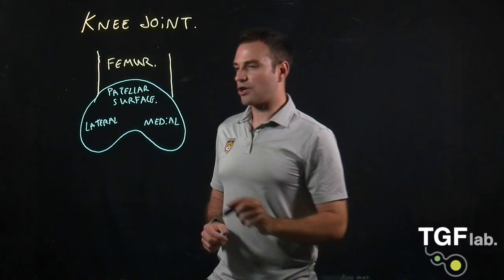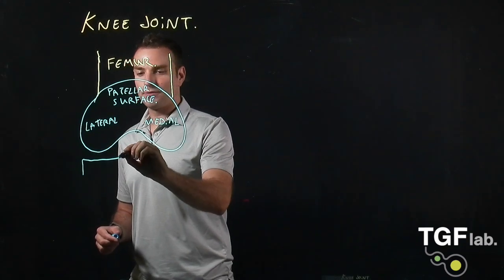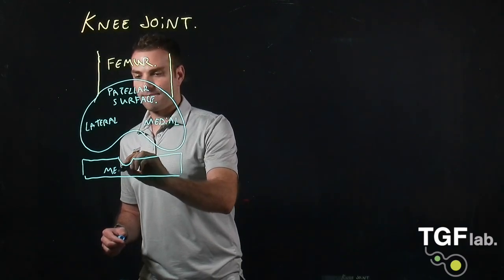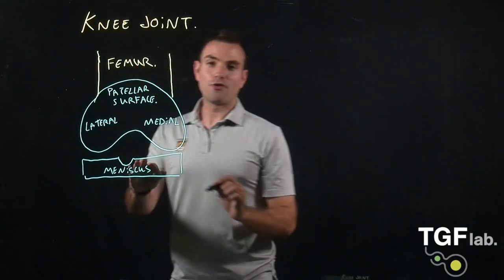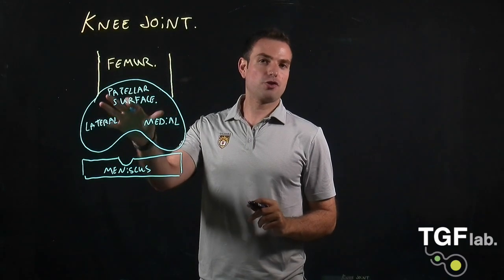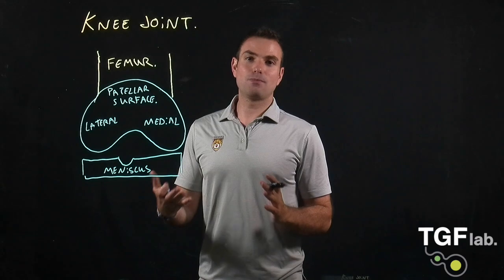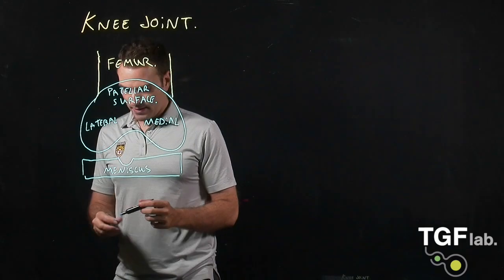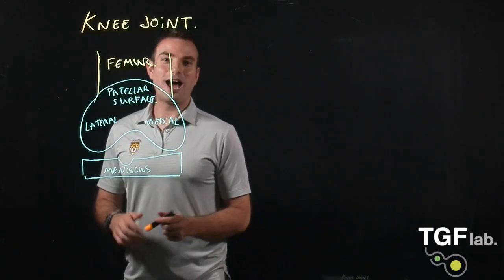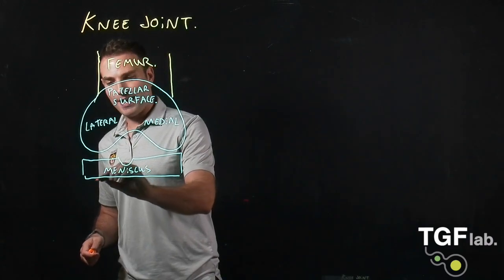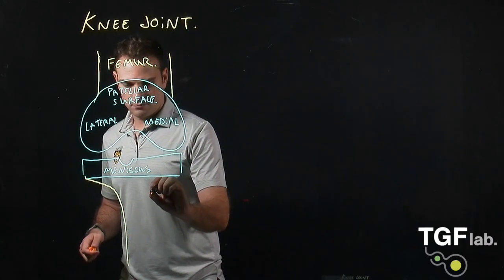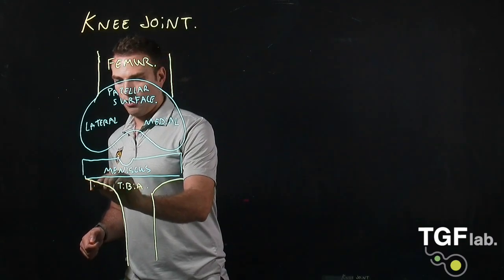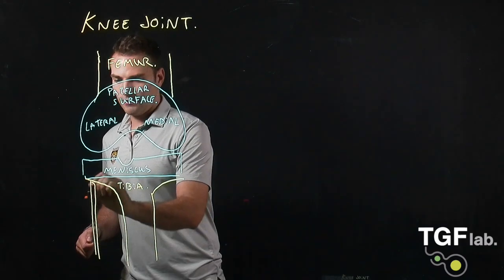Then under here, the condyles, we are going to have the meniscus. So very important here, even though the articular cartilage is going to be hyaline cartilage, the meniscus is going to be fibrocartilage, which is a different type of cartilage as we've explained in the previous lecture. And then under the meniscus, we are going to have two different bones. We are going to have the tibia and also we are going to have here the fibula.